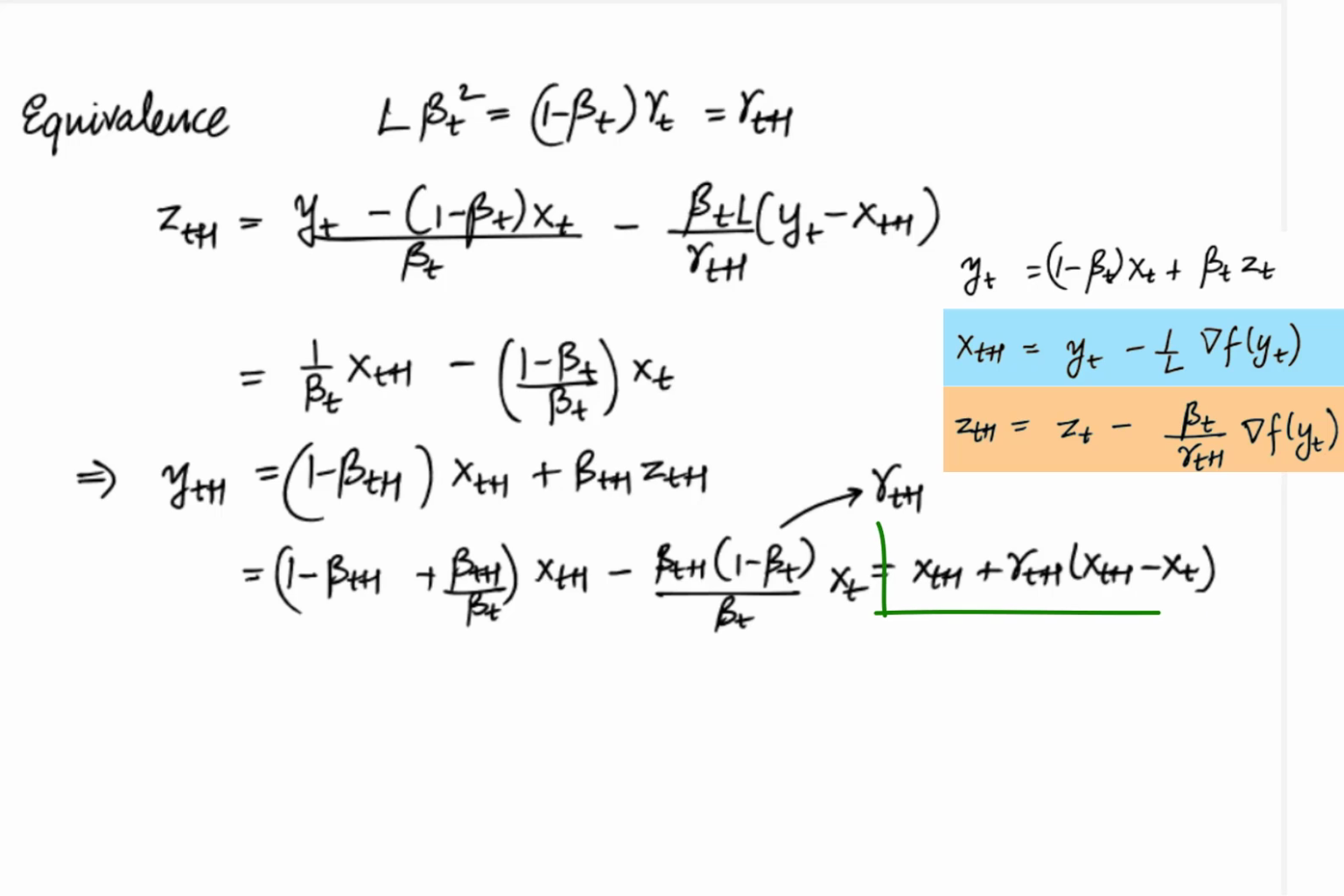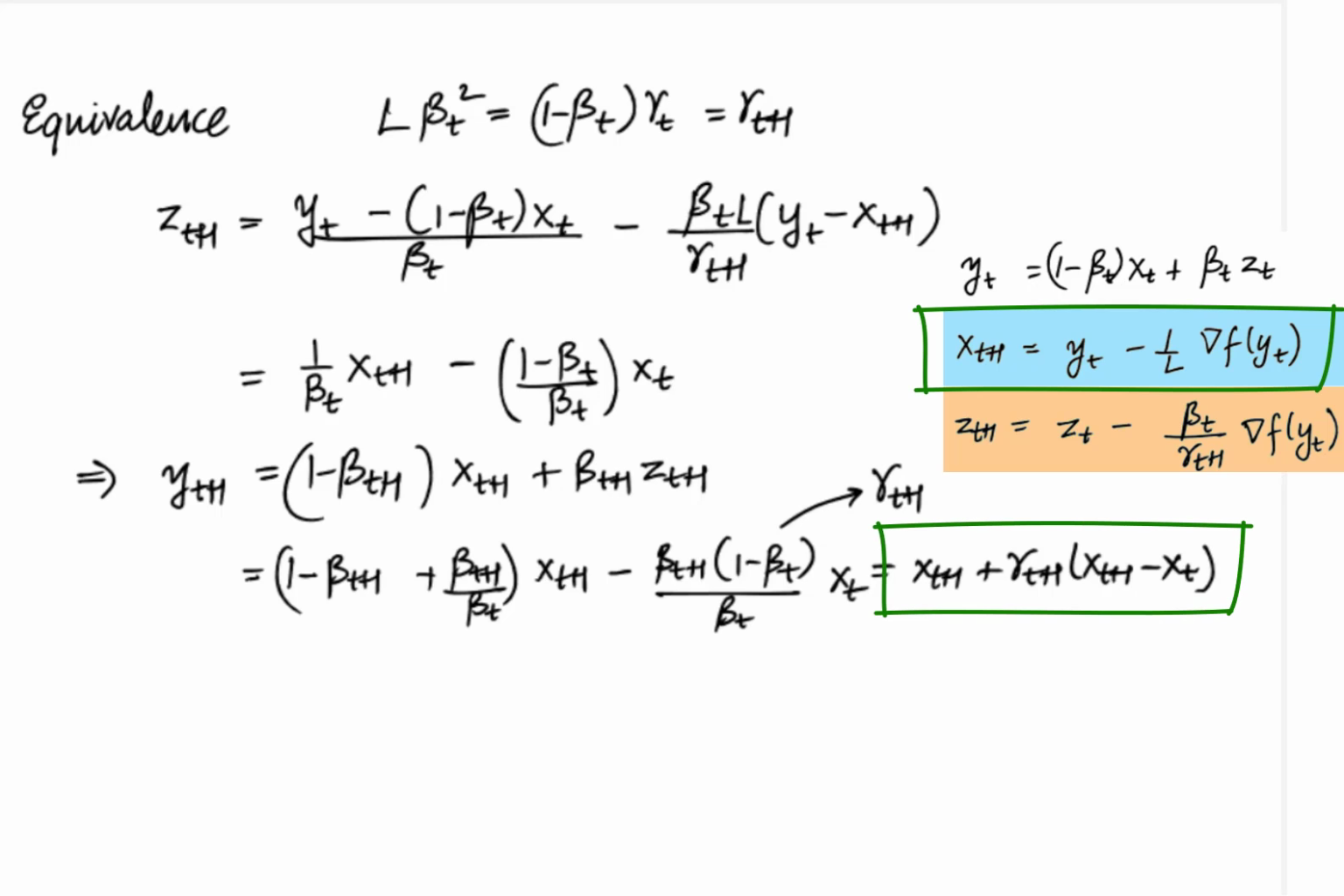So you can recall that this is exactly the update equations that we considered for the accelerated gradient descent method. Also, we can select beta t in the same way, since beta t plus 1 square is equal to 1 by L 1 minus beta t plus 1 into gamma t plus 1, which is equal to 1 minus beta t plus 1 into beta t square. So this is exactly what we had earlier when we were choosing beta t.